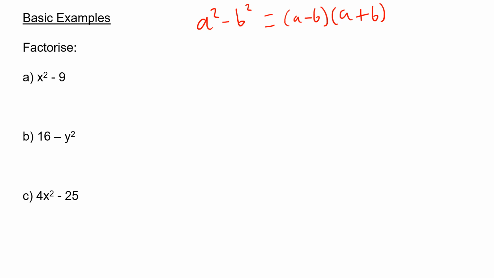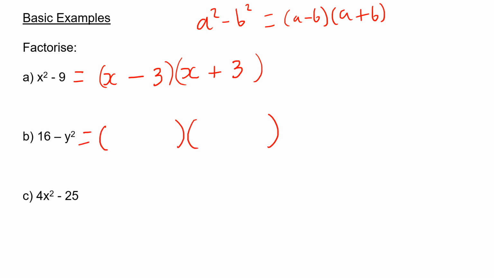So for the first example, if I have x squared minus 9, I can write that as two brackets times together, where I have the square root of x squared, which is x, and the square root of 9, which is 3, a minus in between, then x plus 3. In the second example, we have 16 take away y squared. The square root of 16 is 4. The square root of y squared is y. So we are going to have 4 minus y times 4 plus y.